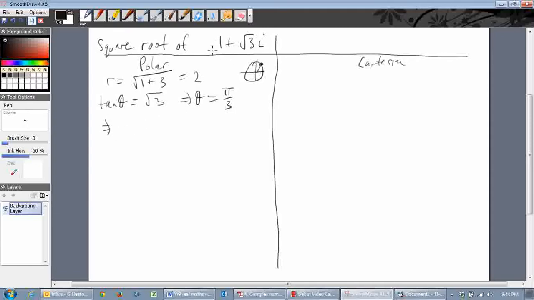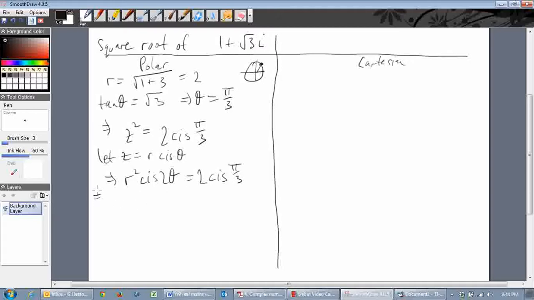So therefore what we're trying to solve is the equation Z squared is equal to 2 cis pi on 3. Okay, so what do we do? We let Z be r cis theta. Therefore, z squared, we've got r squared cis 2 theta is equal to 2 cis pi over 3. Therefore, equate the modulus. Therefore, r squared is equal to 2, which means r equals root 2.